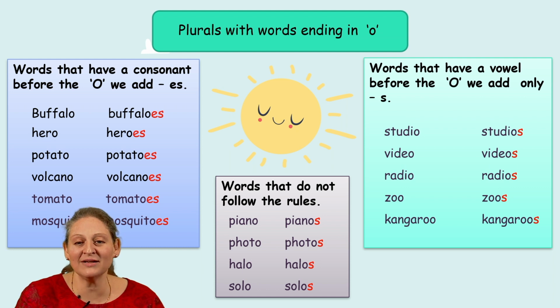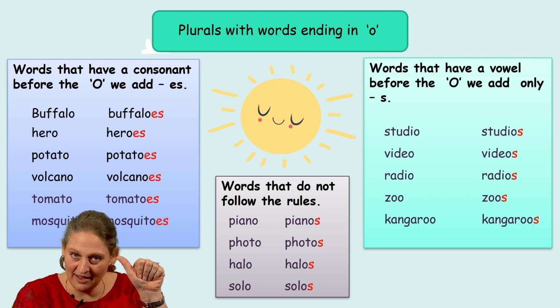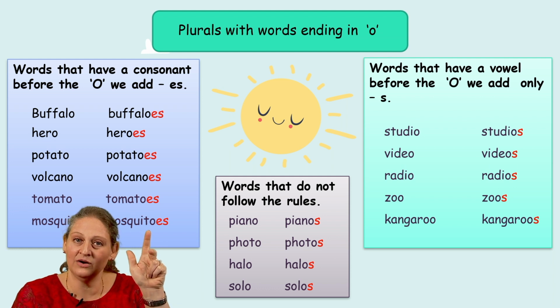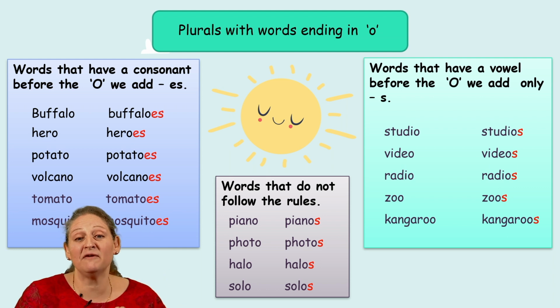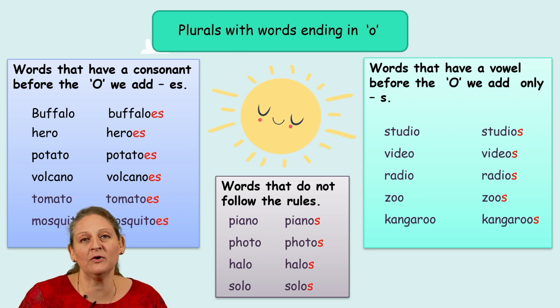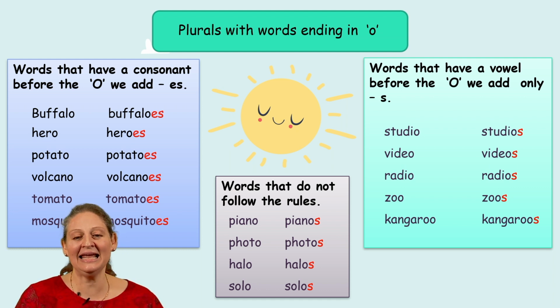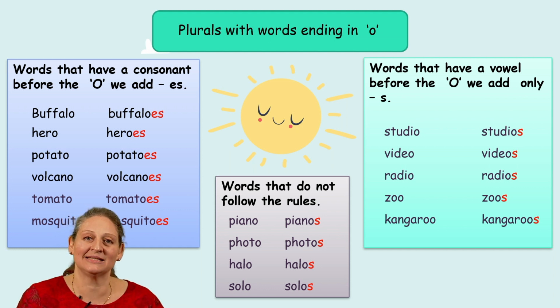Now, what are the vowels again? Remind me. A, E, I, O, U. Very good. So if a vowel comes before O, we add only S. Look at video. What comes before the O? E. E comes before the O. So we just add S.